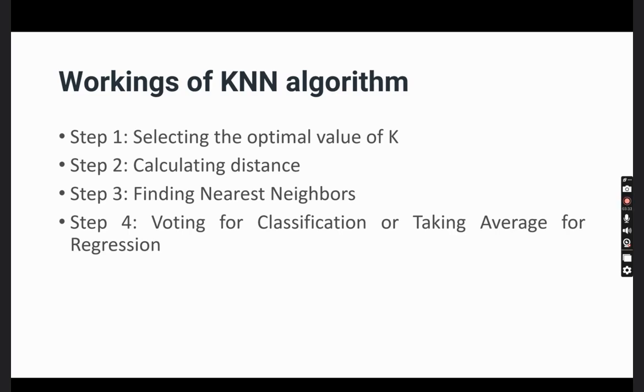The working of the KNN algorithm consists of these 4 steps: finding the optimal value of K, then calculating the distance between the data points, and finding the nearest neighbors by giving ranks to the shortest distances. The final step is, for a classification task, we go for voting, and for a regression task, we go for taking the average.